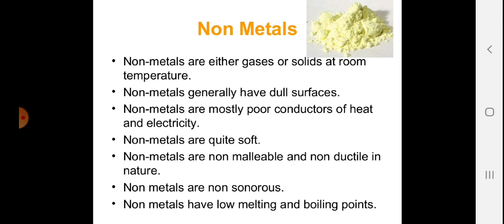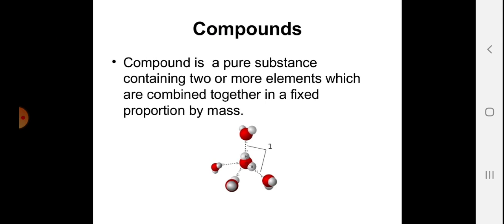They are non-sonorous because they are brittle. If you throw them or if they get dropped, they won't produce a sound, rather they will break into small pieces. Non-metals have low melting and boiling points. So here the question can be: differentiate metal and non-metal. You can write all these points.